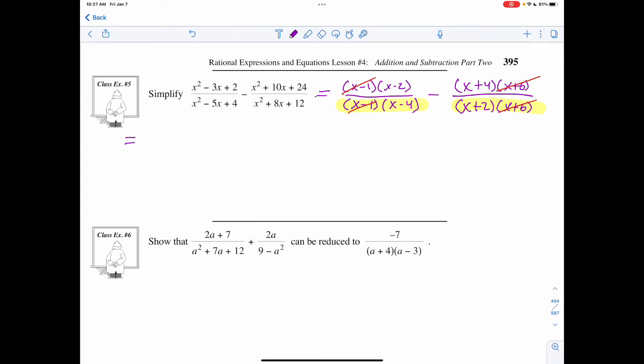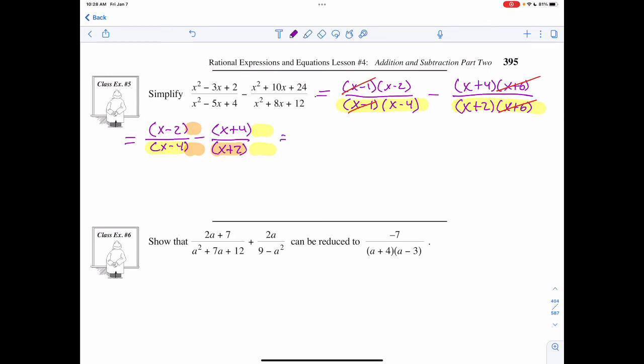So this is now (x minus 2) over (x minus 4) minus (x plus 4) over (x plus 2). I can see that the denominators aren't the same, which means that I need to multiply the x minus 4 up here and here, and I need to multiply the x plus 2 here and here.